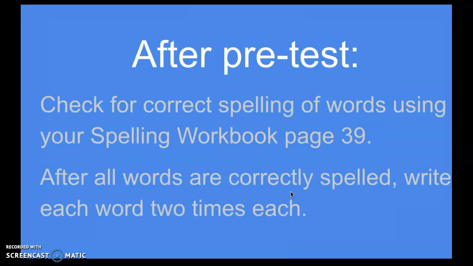All right, now that our pretest is done, what you can do is you can go ahead and open your workbooks to page 39. This is going to be the page that has your spelling words on it. You're going to check those words and you're going to make sure that you have them spelled correctly, just like we do every week in class. After all of your words are spelled correctly, I would like for you to write each of those 2 times each, just like you do for homework for me.